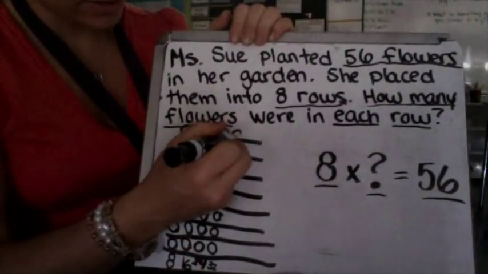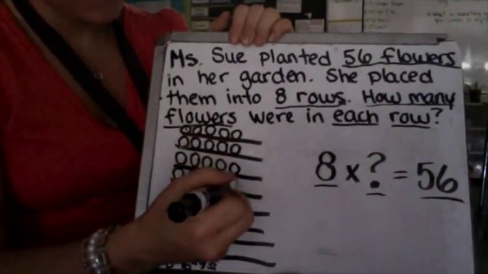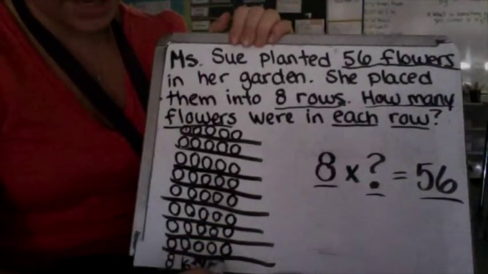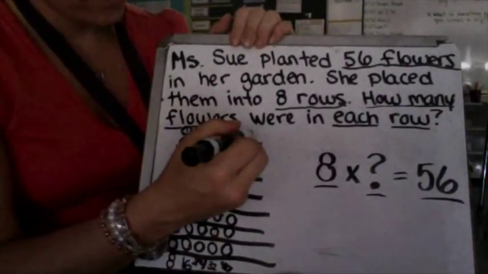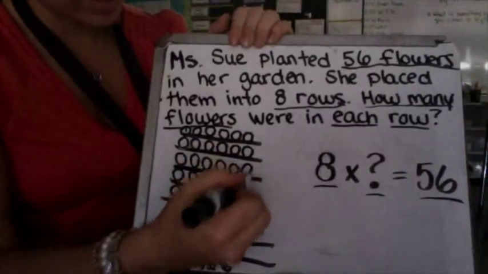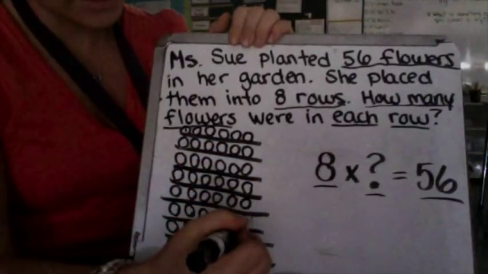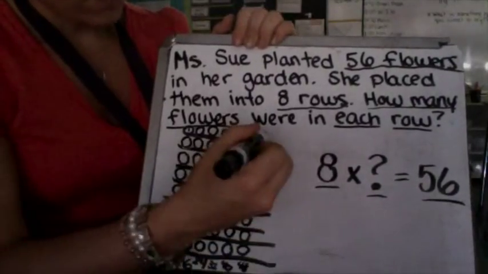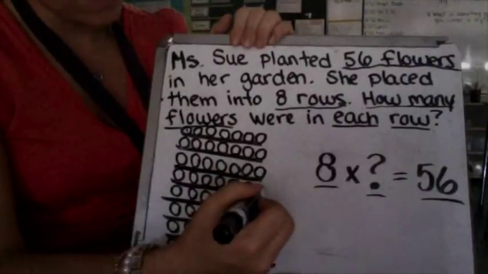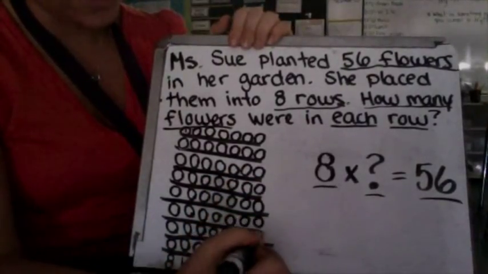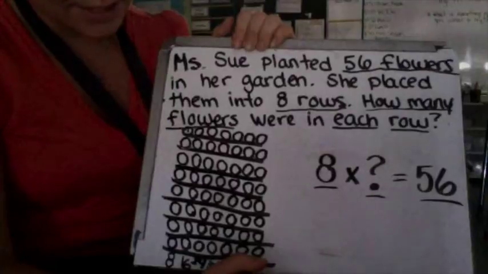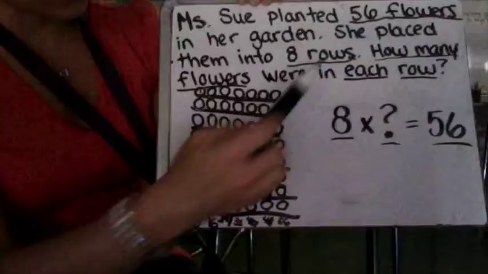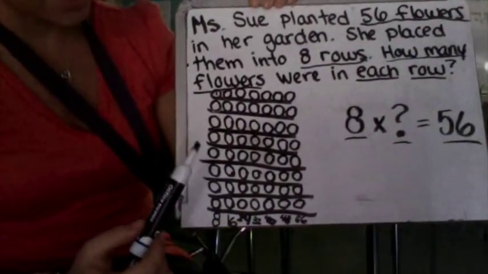32, 33, 34, 35, 36, 37, 38, 39, 40. I'm at 40. Keep going. 41, 42, 43, 44, 45, 46, 47, 48. Keep going. 49, 50, 51, 52, 53, 54, 55, 56. Ding, ding, ding. Stop, please. We're at 56. Let's figure out now our question. How many flowers were in each row?